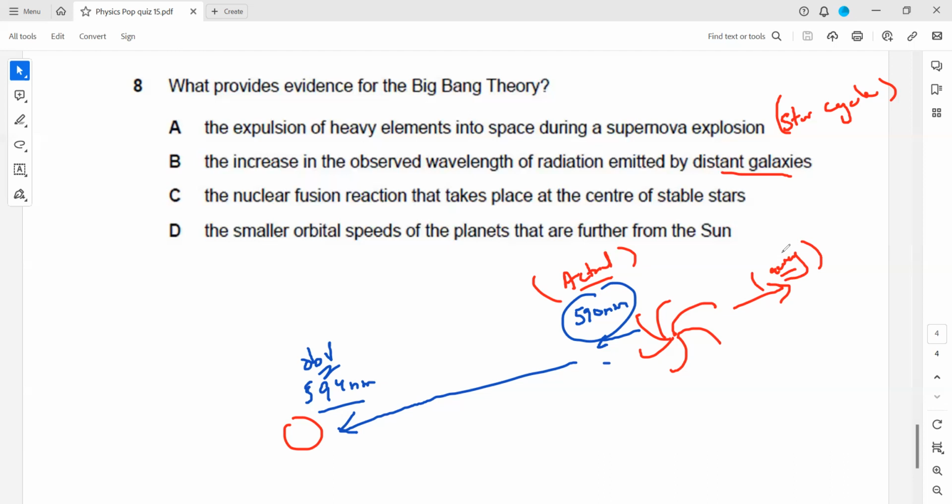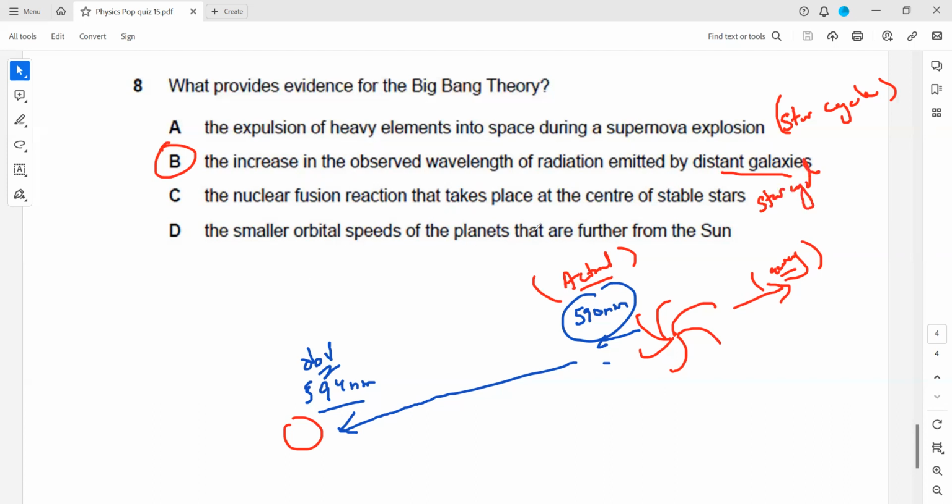So this Doppler shift or red shift and the cosmic microwave background radiation are evidence of the Big Bang. It all started with a bang and then everything exploded and moved away from each other. So B is the right answer. But what about statement C? Nuclear fusion reactions that take place at the center of a stable star. Again, that is related to the star cycle.